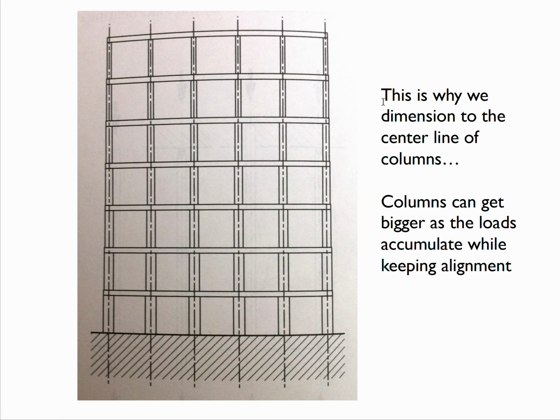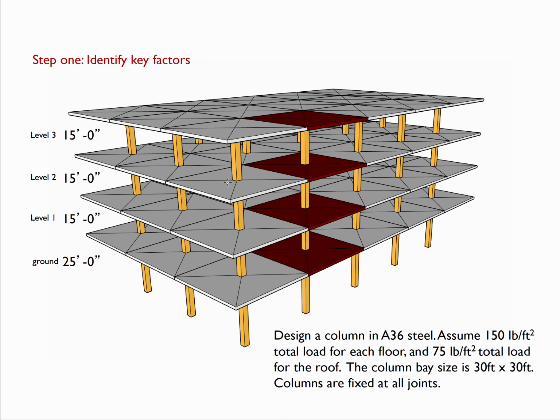So designing columns is often just as simple as finding that tributary area, adding it up as we go down. So again, we dimension to the center line of the columns so that we can make sure, knowing that load adds up as we go down and each one of these columns gets a little bit bigger, that they all align up. Can we do this? Can we design then a column, an A36 column, this one here, across the roof, third, second, first?